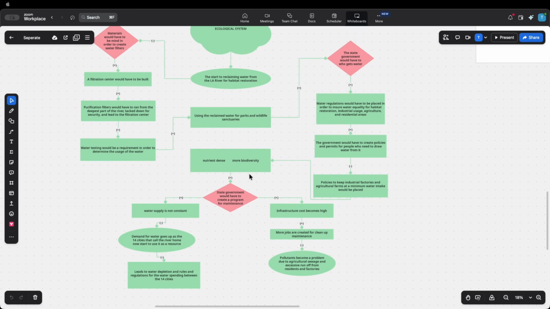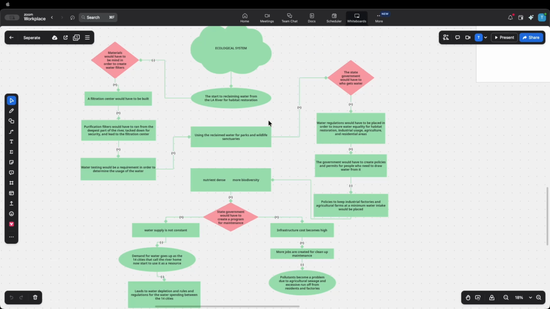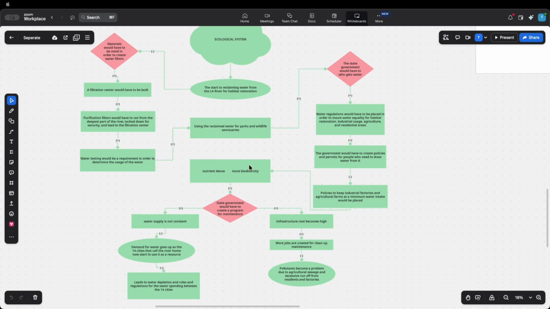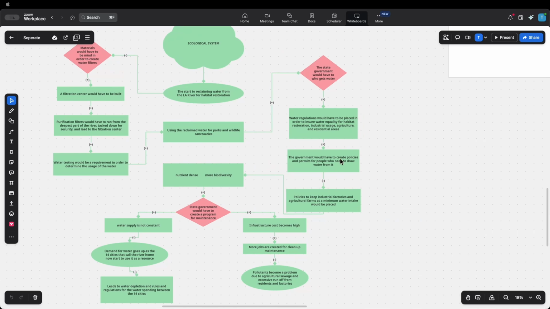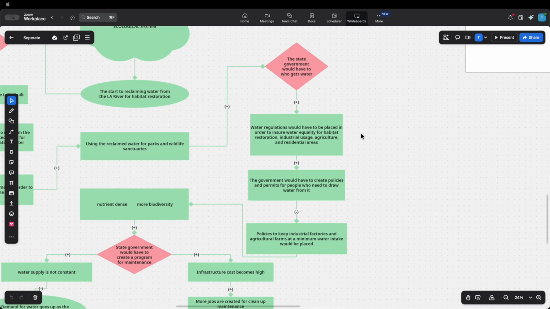But the thing that you're doing here, Anna, is all these words. The pluses are all these words and the minuses. I edited this one already, trying to record it earlier, but water regulation would have to be placed in order to ensure water equality for habitat restoration, industrial usage, agriculture, and residential areas. So that's literally going to be water regulation plus water equality plus, because regulations would add to water equality.